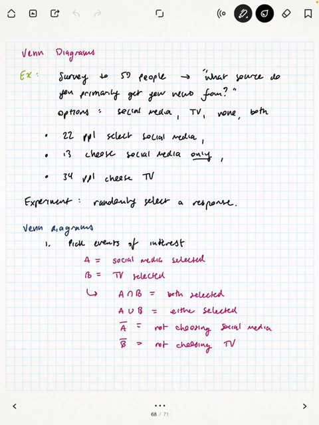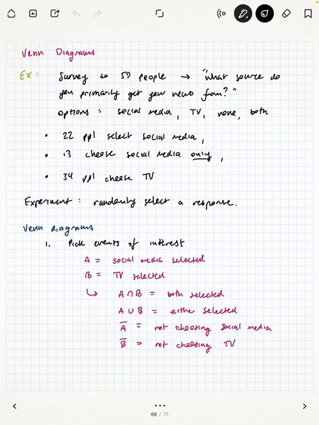Our experiment for this scenario is to randomly select a response. So what we're essentially going to be doing is thinking about the random selection from a voluntary response sample. And this random selection will help us to build intuition about what's likely and what's not.